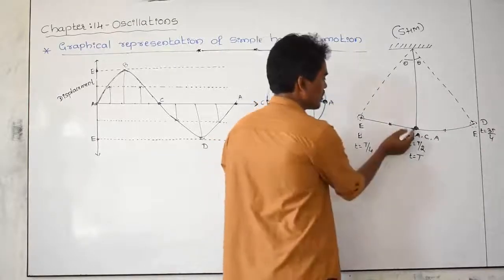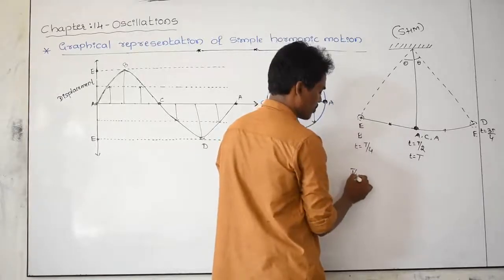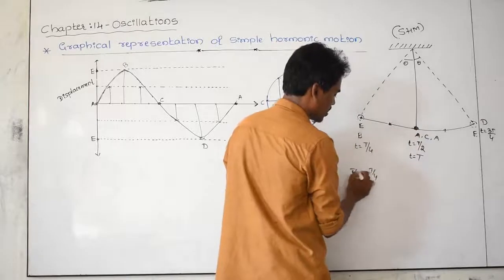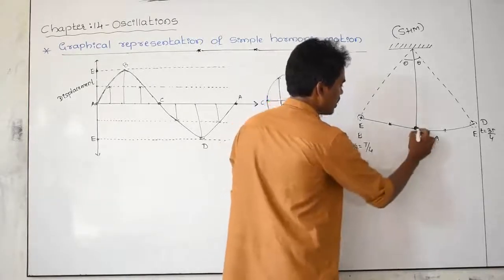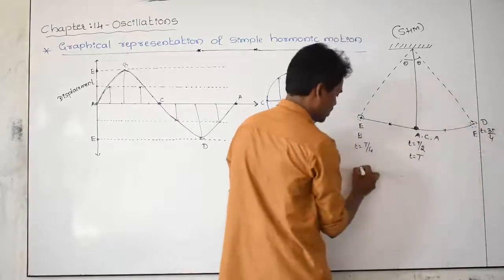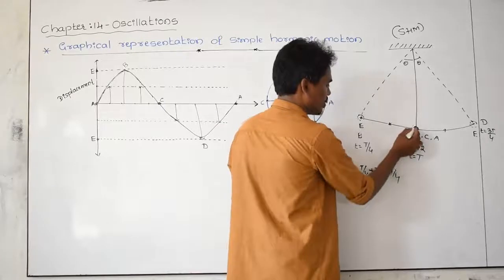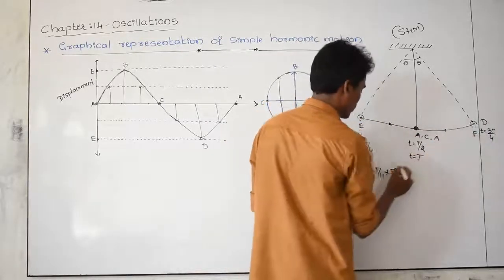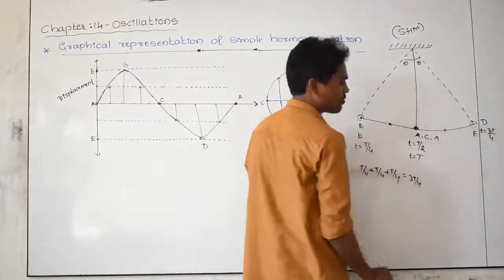How come? Here to here, T by 4, plus again here to here T by 4, T by 4 plus T by 4 means T by 2. Then again here to here, T by 4 plus T by 4 plus T by 4. Here to here T by 4, here to here T by 4, again here to here T by 4. Take the LCM, you are getting 3T by 4.